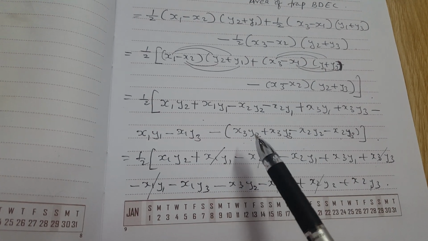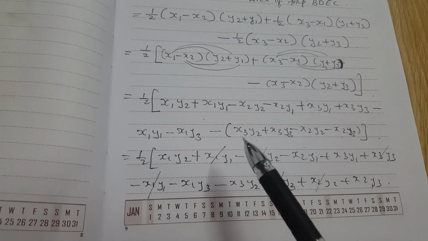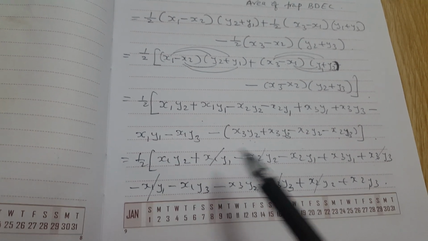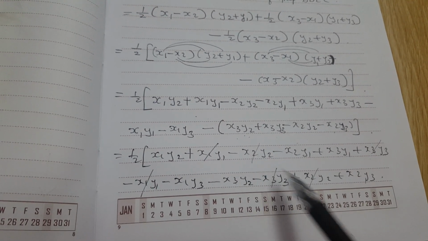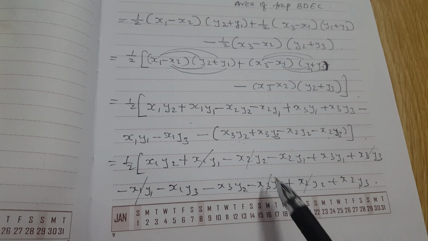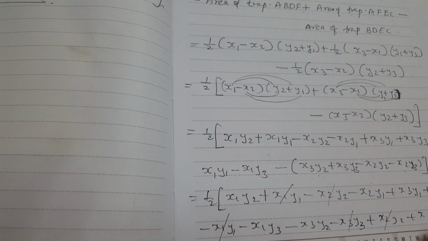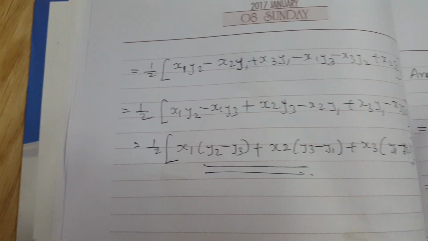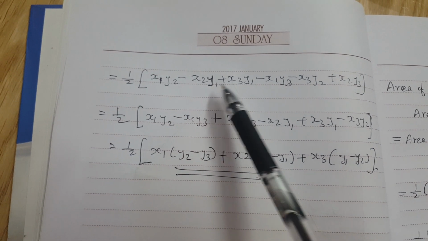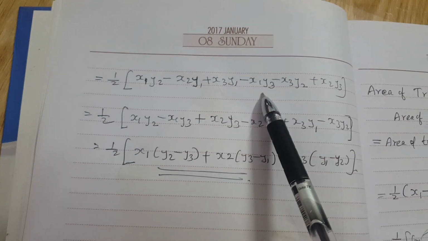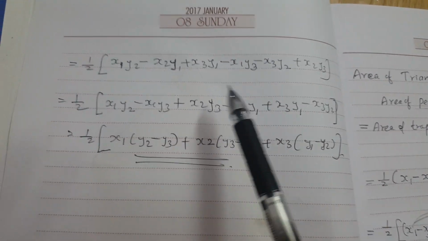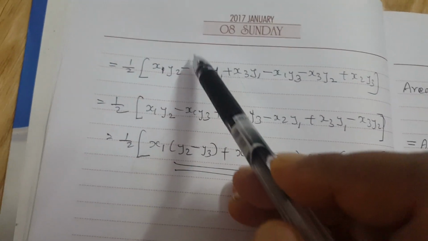Now see, we have to eliminate the terms if possible. Plus x1 y1 minus x1 y1 is cancelled, getting 0. Minus x2 y2 plus x2 y2 getting 0. Plus x3 y3 minus x3 y3 is getting 0. What are remaining? Half of x1 y2 minus x2 y1 plus x3 y1 minus x1 y3 plus x3 y2 plus x2 y3.